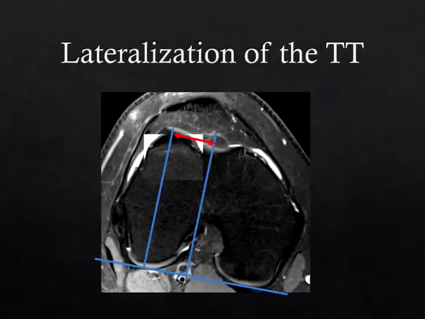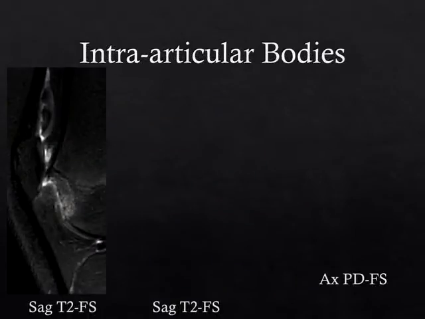Generally, less than 15 millimeters is considered normal, and greater than 20 millimeters is considered abnormal. As the tubercle becomes too far lateralized, the patella has a propensity to sublux and dislocate laterally. So that suggests that they may benefit from a medialization procedure, a distal realignment, which I'll go over shortly.